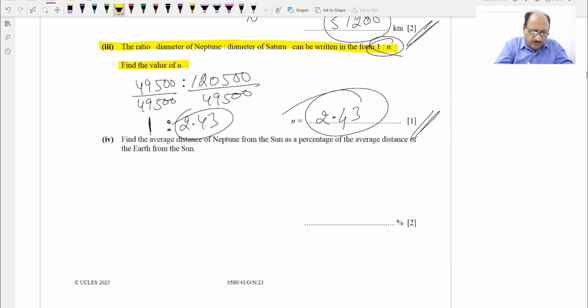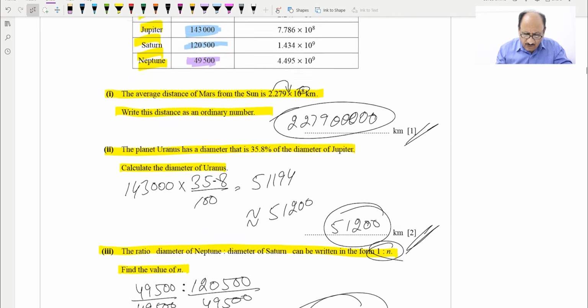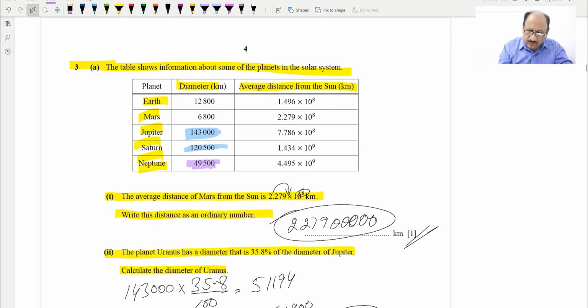Now the fourth part says find the average distance of Neptune from the Sun as a percentage of the average distance of the Earth from the Sun. So the distance of Neptune from the Sun is this one. We can write this as 4.495. I'm writing here, and then I will transfer. So this one as a percentage of the Earth. So as a percentage of, let me check.